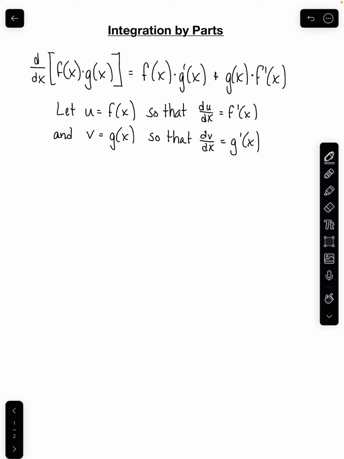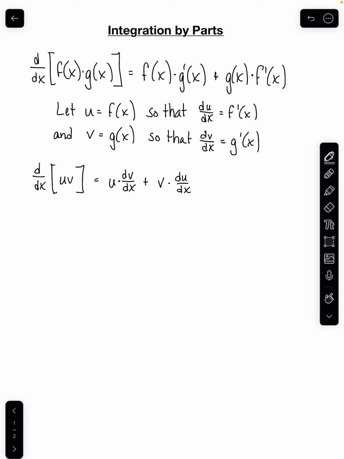So now we're going to rewrite the product rule formula. Instead of f of x and g of x, we're going to write u and v. And on the right side, instead of f, we're going to write u. Instead of g prime, we're going to write dv dx. For the second term, instead of g of x, we write v. And instead of f prime, we write du dx. So this is just a rewritten version of the product rule. It's just rewritten with our new letters, our new variables. But right now it is the same old product rule.